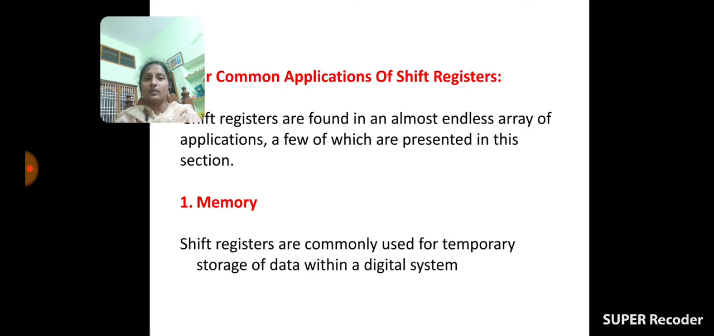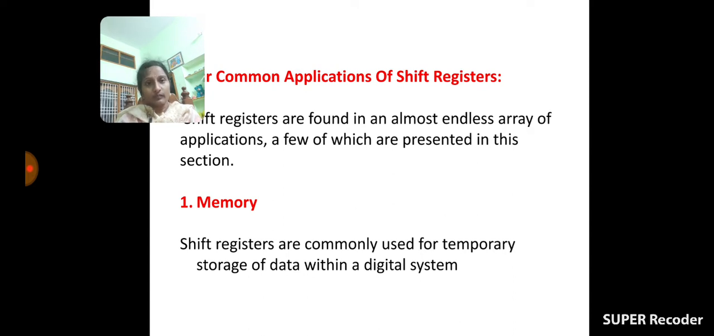The meaning of shift is shifting the data, so D flip-flop will shift the data. Whatever input we apply is equal to the output. For example, if D is equal to 1, we get output Q equal to 1. If I apply D equal to 0, we get Q also equal to 0.